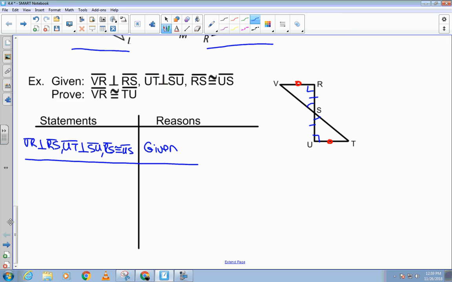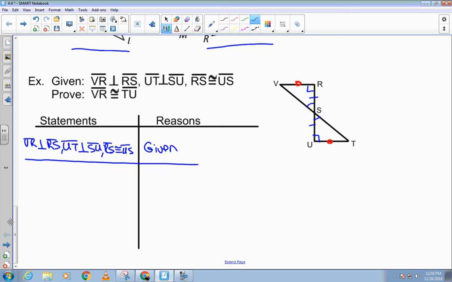So are the triangles congruent? Yes, by what? ASA, right? And so if the triangles are congruent, then all the parts are congruent. Yes, by what? Okay. Alright, so we state our given, and from these first two parts, we said that there were right angles, right?